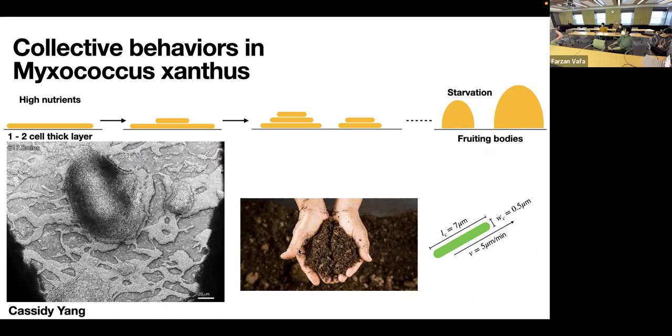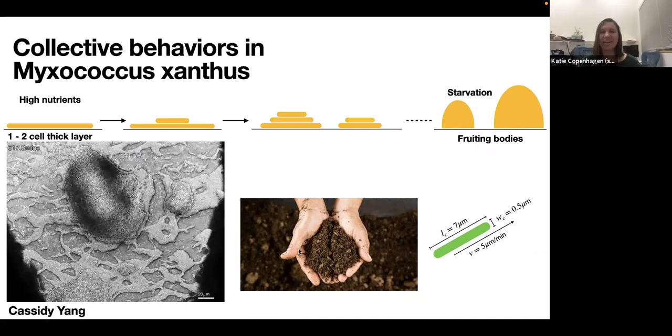And do they lyse it by secreting an enzyme that attacks the peptidoglycan cell wall of the E. coli, or how do they actually get the lysing going? Yeah, I'm pretty sure they excrete enzymes, which they have to accumulate enough of, which is why they need to be in packs. Okay.